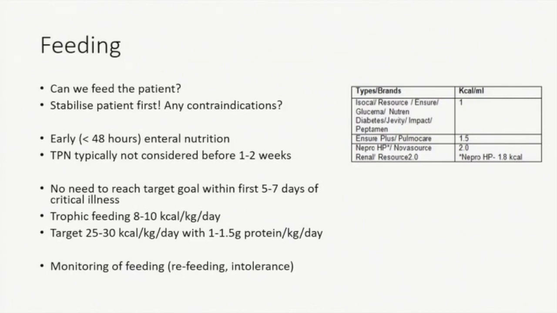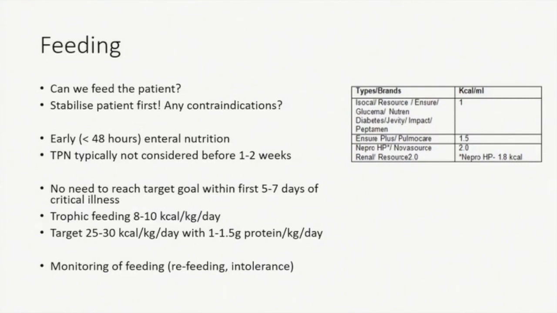There is no need to reach target goal rapidly within the first few days of ICU care. Often we start with so-called trophic feeding, meaning something like 8 to 10 kilocalories per kg per day, rather than escalating immediately to target feeding, which is commonly quoted as 25 to 30 kilocalories per kg per day. Importantly, protein supplementation is something we should keep in mind. Usually for critically ill patients, we aim for roughly 1 to 1.5 grams of protein per kg per day. And during the course of feeding, it's important to monitor feeding intolerance as well.